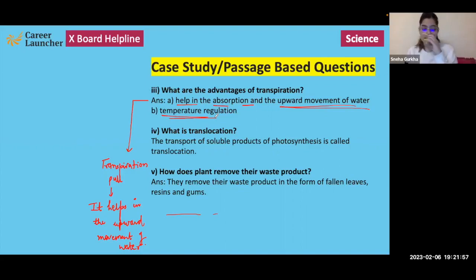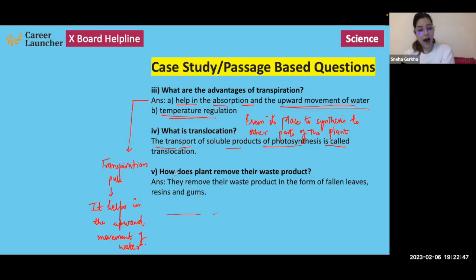Next, what is translocation? Again, a very direct question. The transport of soluble products of photosynthesis from its place of synthesis. We can add this also, from its place of synthesis to other parts of the plant, right? This process is known as translocation. So the transport of soluble products of photosynthesis from its place of synthesis to other parts of the plant is called translocation.